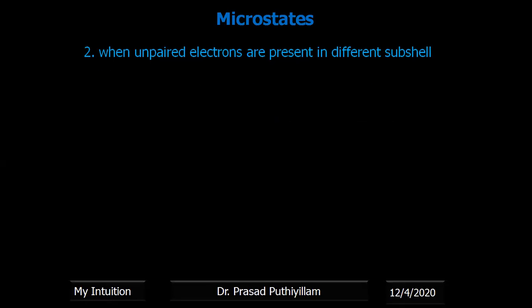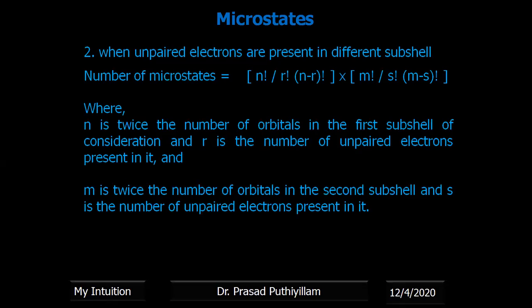When unpaired electrons are present in two different subshells, not in the same subshell, in such cases we can calculate the number of states as n factorial divided by r factorial into n minus r factorial, multiplied by m factorial divided by s factorial into m minus s factorial. Here, just like n and r, m and s are almost the same.